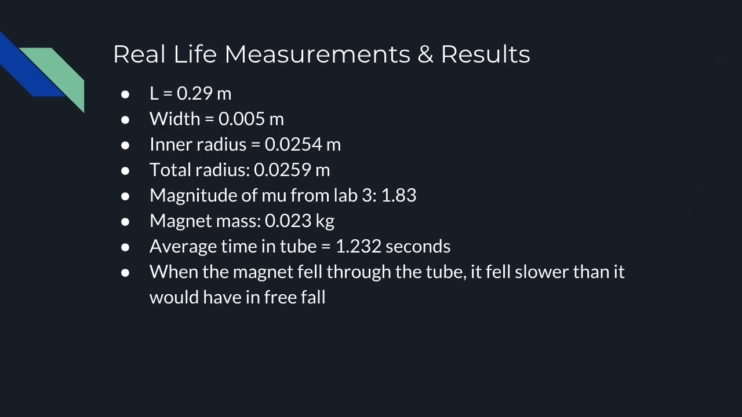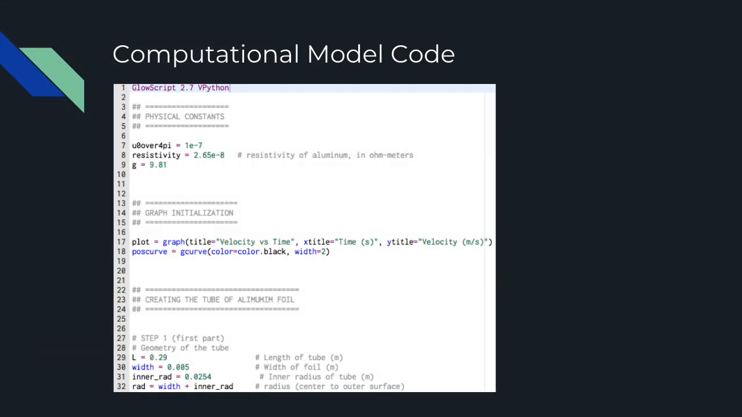Shown here are some of the measurements from the experiment, including the dimensions of the tube, the magnitude of the magnetic dipole moment mu from Lab 3, and the mass of the magnet. The biggest takeaway was that when the magnet fell through the tube, it fell slower than it would have in free fall. The next part of the lab was to create the computational model.